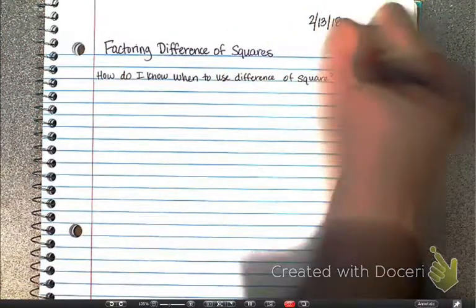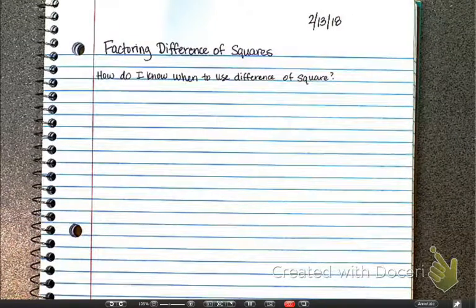So that's the question that we're going to answer for this. How do I know when to use difference of squares? Now we've done some factoring. We've done GCF, we've done the X, and we've done the super X, right? Remember that the super X works for everything. So if you don't know when to use the X versus the super X, the super X always works. Now, it will technically work here, but this is one that you should be able to memorize, and it should be a quick factoring problem for you.